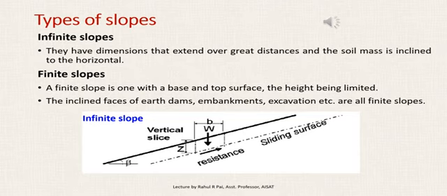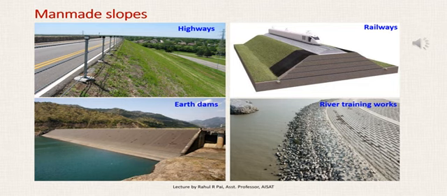So now the different types of slopes. There are two types of slopes: infinite slopes and finite slopes. Infinite slopes have large dimensions and extend over a large distance, and the soil mass is always inclined to the horizontal. Most of the naturally occurring slopes, the slopes of mountains and valleys, are infinite slopes. Now finite slopes. In finite slopes also there are naturally occurring slopes, but all the man-made slopes are finite slopes. A finite slope is a slope with fixed height, having a base and a top surface. For example, the inclined faces of earth dams, embankments, and excavations are all finite slopes.